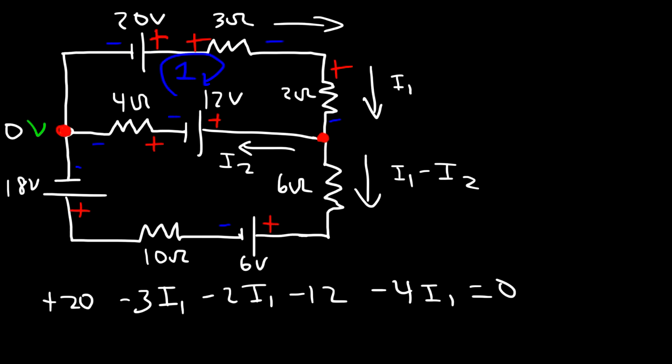So now let's combine like terms. So we have 20 minus 12, which is 8. And then we have negative 3I1 minus 2I1, and that's negative 5I1.